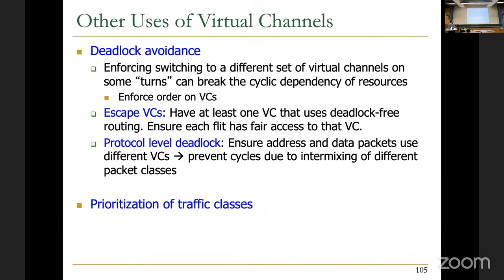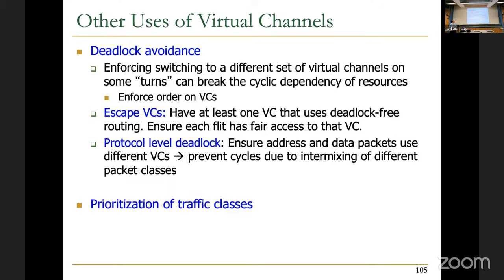And virtual channels have been used in order to avoid protocol level deadlock. So protocol and the cache coherency also can have a deadlock. And in order to not have that, we need to ensure address and data packets use different virtual channels. There is also a very nice research in that direction, how to avoid a deadlock in our cache coherence protocol by using different virtual channels.